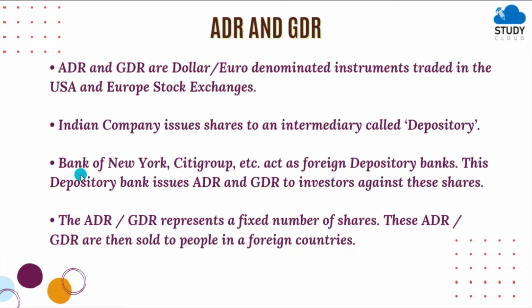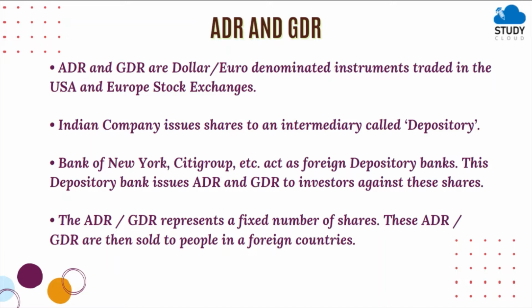Then banks like Bank of New York, Citigroup, etc. act as foreign depository banks. These depository banks issue ADR and GDR to investors against these shares. So these banks will issue ADR and GDR to investors so that they can come for the purchase of shares.